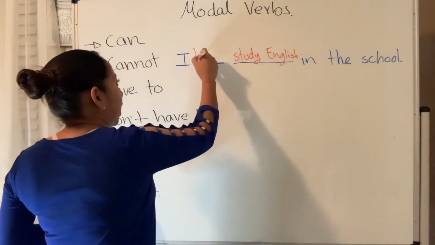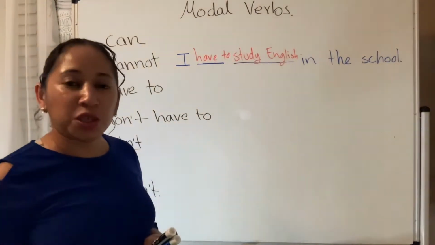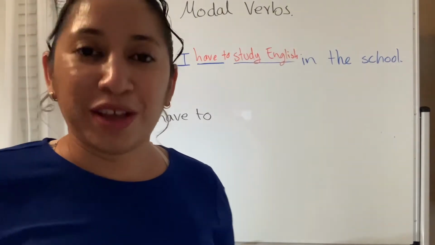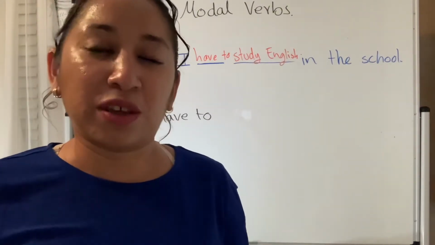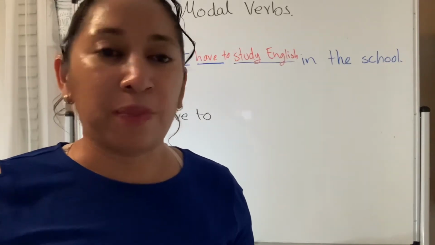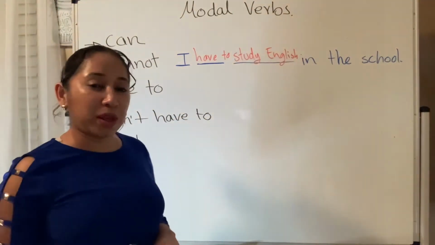When I use I have to study English, in this case we are talking about obligation, strong obligation. So you can't avoid the subject English. You have to study it because it's part of the curriculum. So in this case, have to means that it's an obligation.